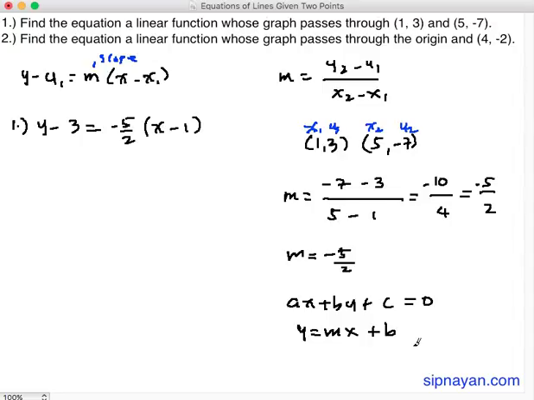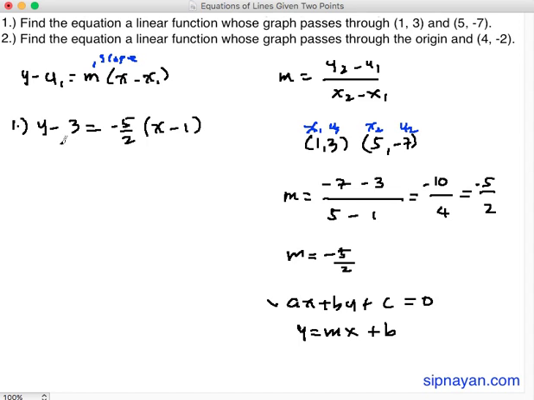Yung tinatawag natin na slope-intercept form, yung pangalawa. So, gusto natin gawin munang slope-intercept form. Tapos yung pangalawang example, gawin muna natin to, yung ax plus by plus c equals 0. Ito yung standard form niya.